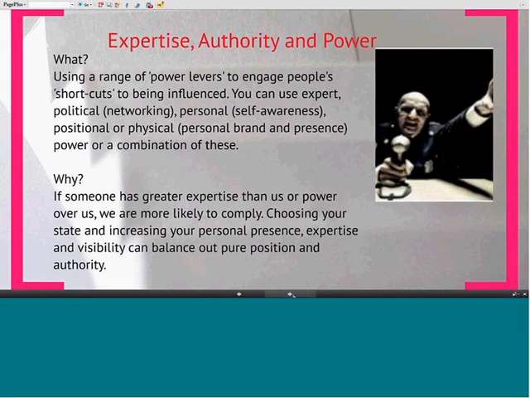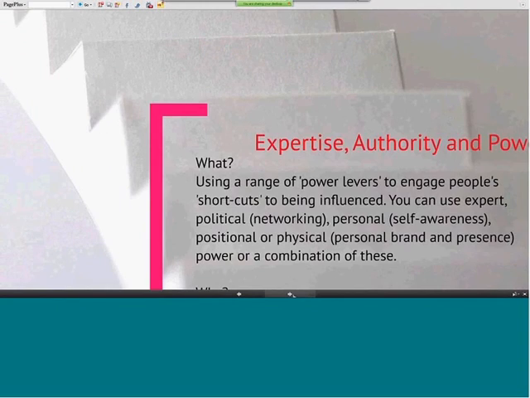So take a little bit of time to have a read of the notes around this. There'll be more details in the pack. But for now, that's an initial introduction into the power side of influencing techniques.